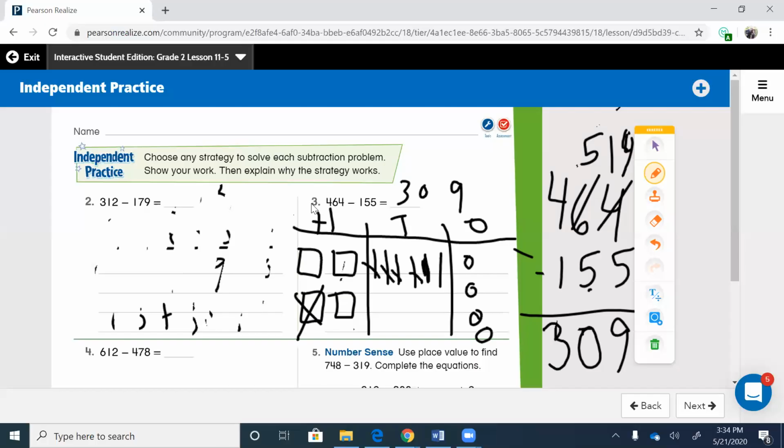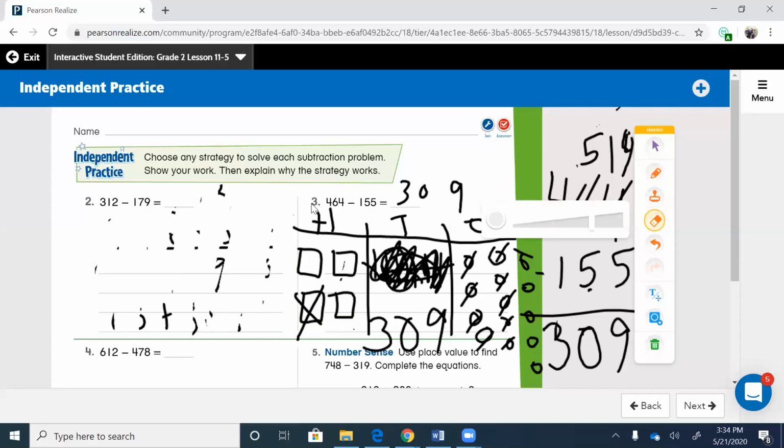But we only have 4, so we're taking away that other 10. So now there's no 10s, and we're putting 10 ones. 1, 2, 3, 4, 5, 6, 7, 8, 9, 10. And now we can cross out 9. 1, 2, 3, 4, 5, 6, 7, 8, 9. All right, we have 3 hundreds, 0 tens, and 9 ones. 309.